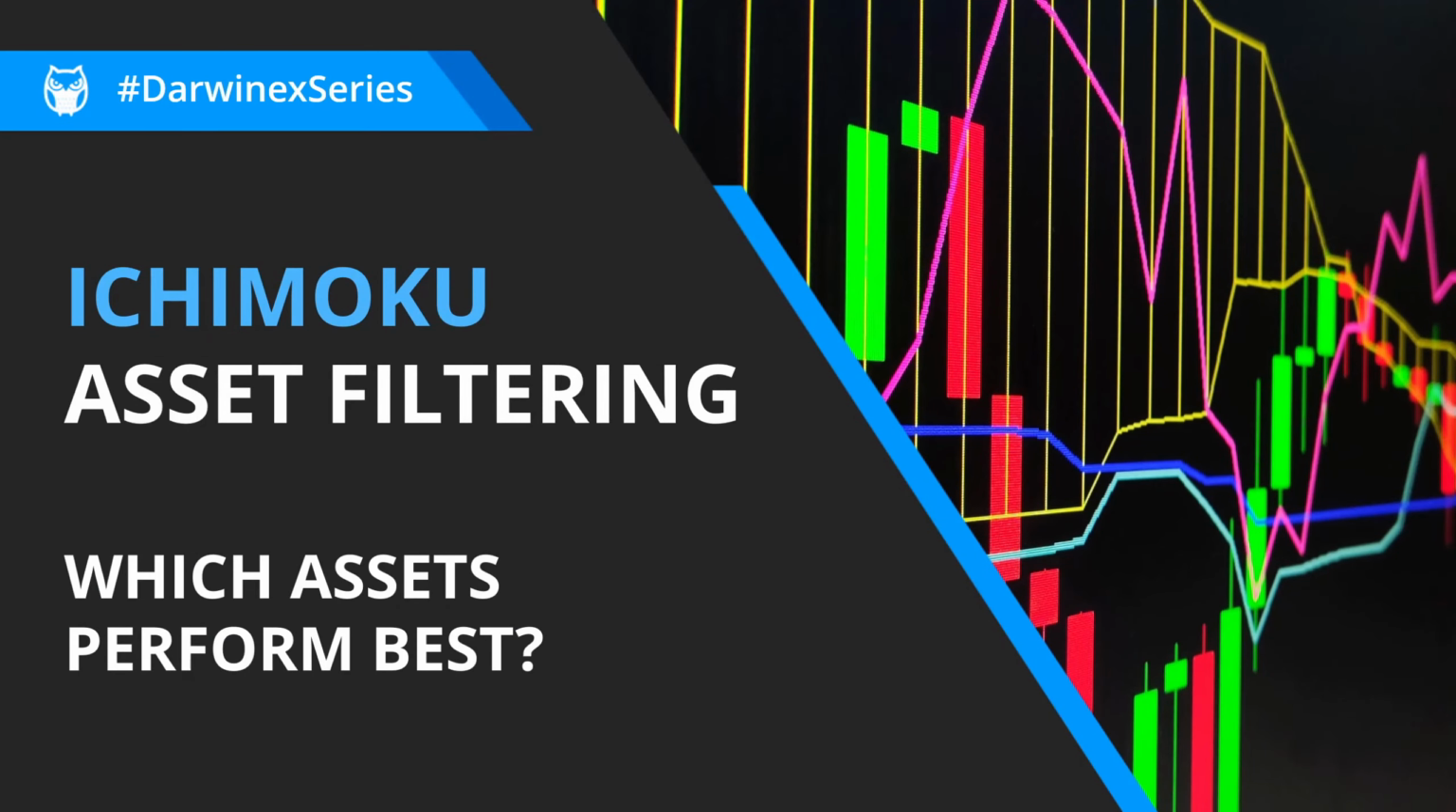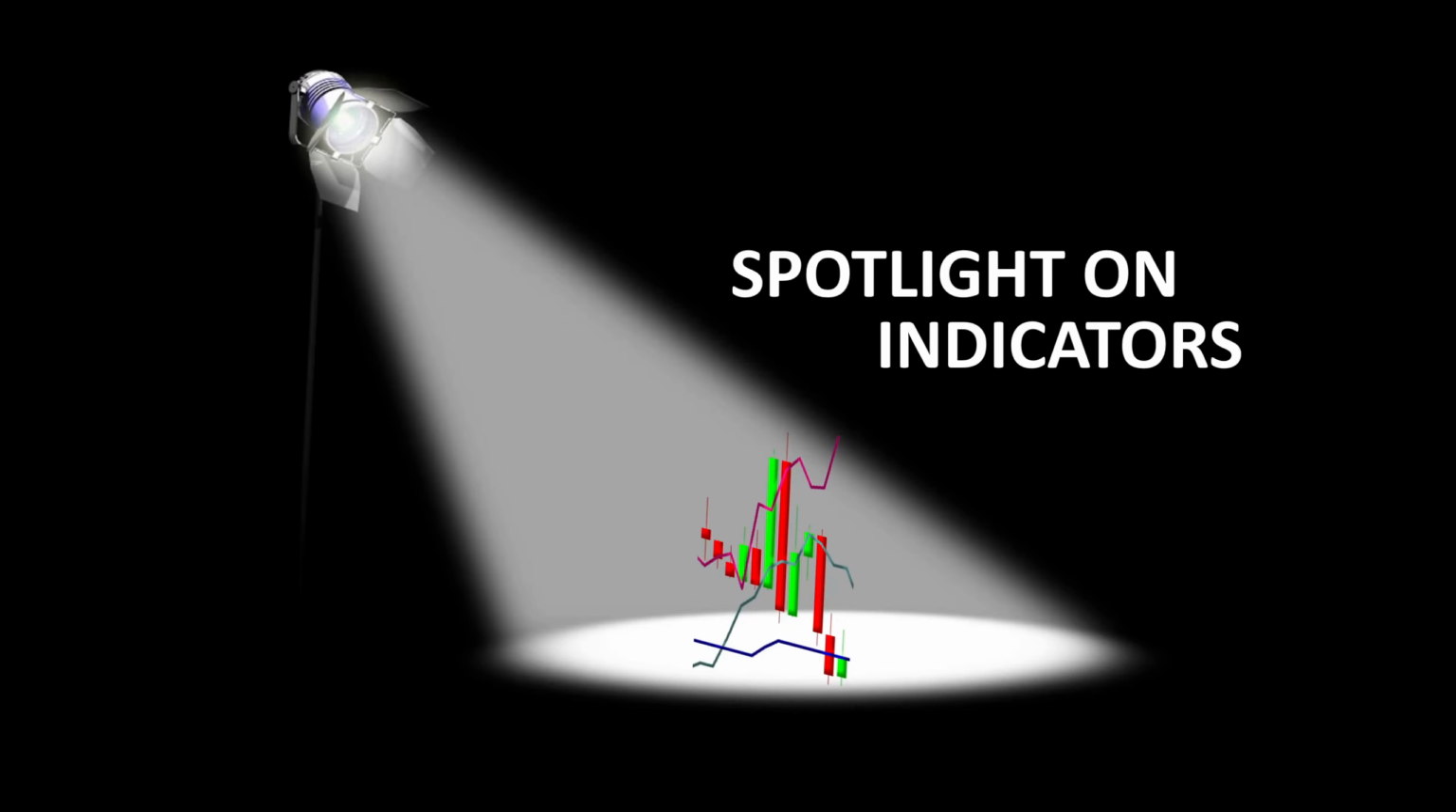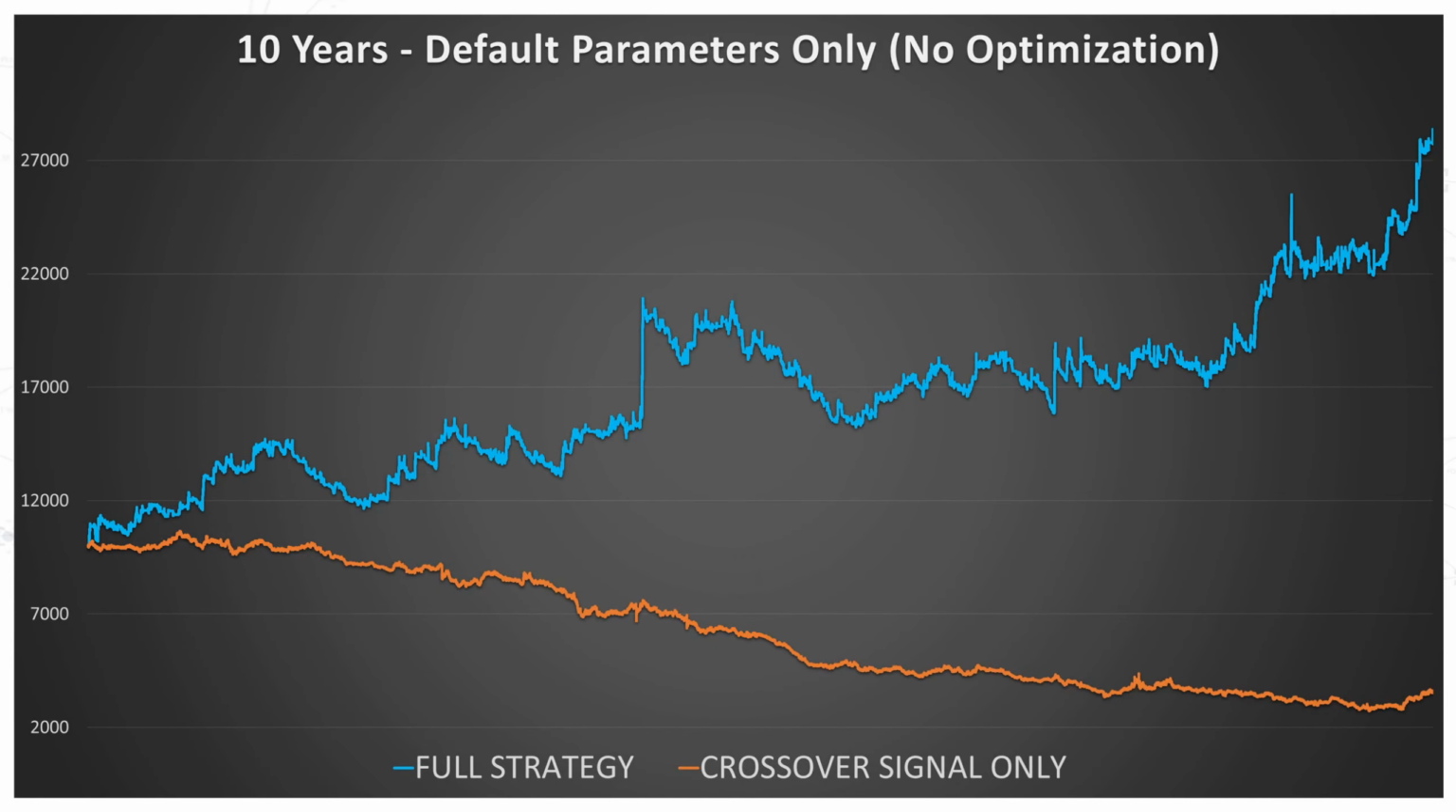We now enter the next stage of the implementation of our Ichimoku indicator as part of this Spotlight on Indicator series. Let's briefly recap where we got to. So the blue equity curve here represents the results I've managed to achieve without yet performing an optimization. So this is just the basic implementation of the Ichimoku rules and a number of filters.